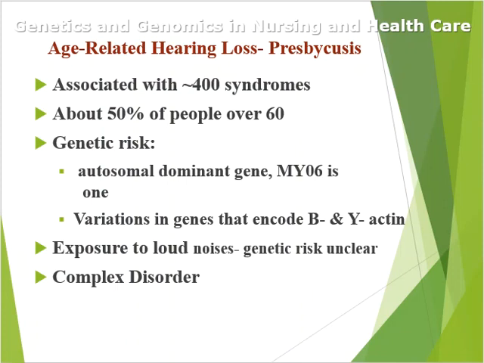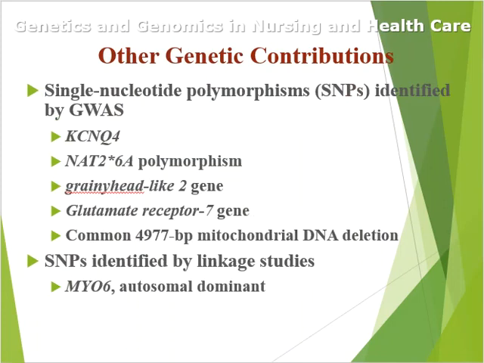Okay. The beta and gamma actin are proteins that maintain the hair-like fibers in the ear, which convert sound waves into nerve signals. So other genetic contributions are the single nucleotide polymorphisms identified by the genetic studies. There's a list here of different genes that possibly contribute to this hearing loss.